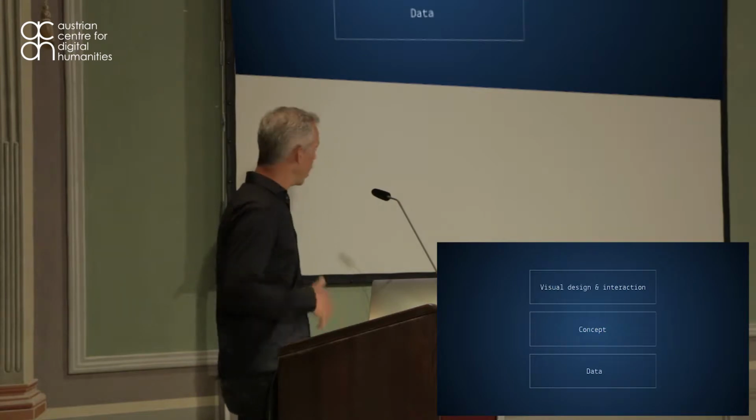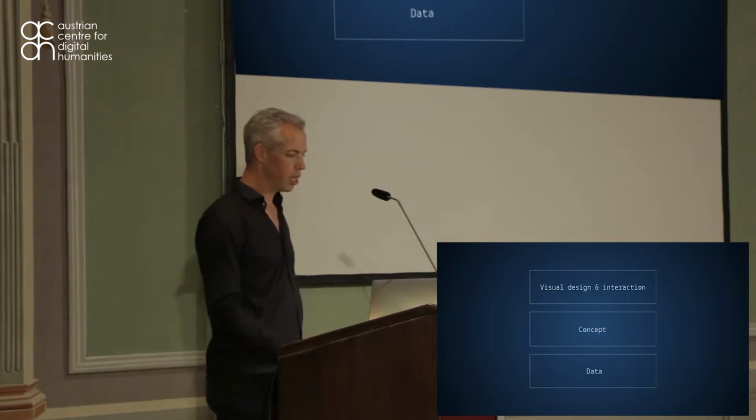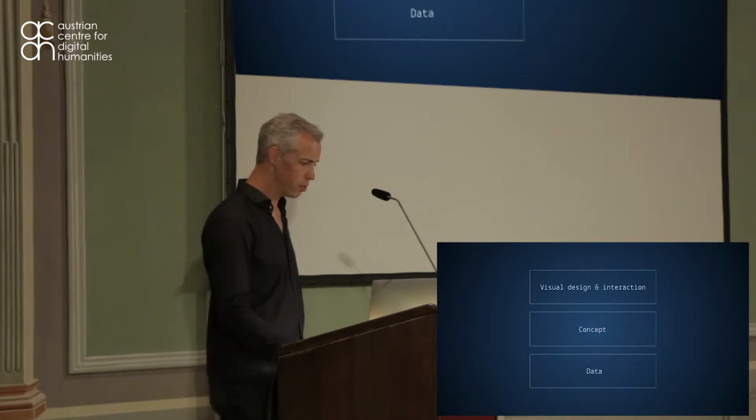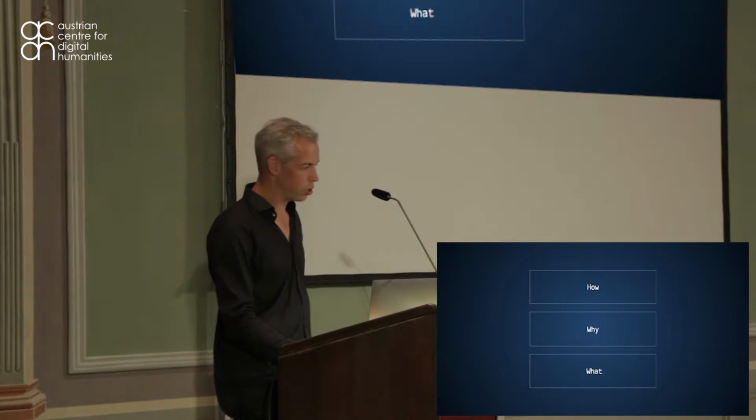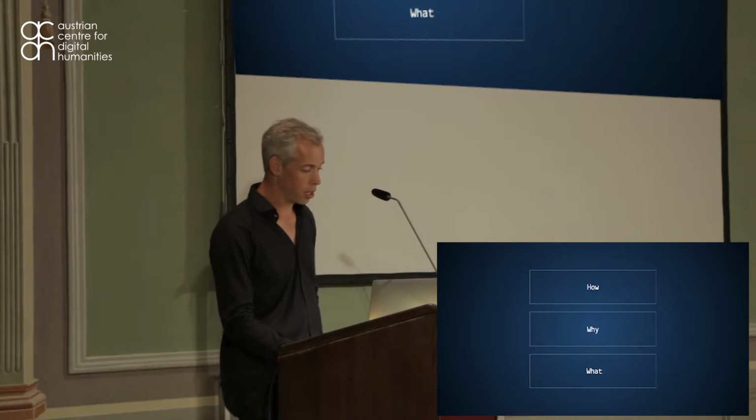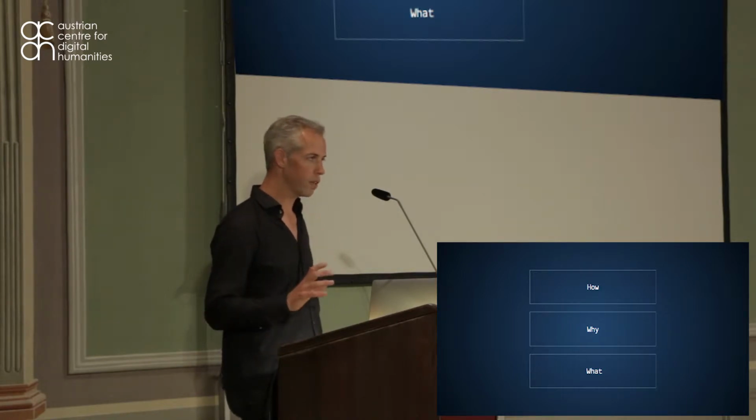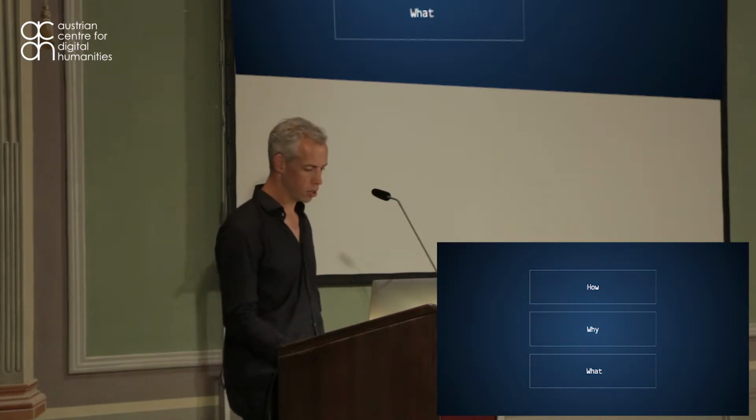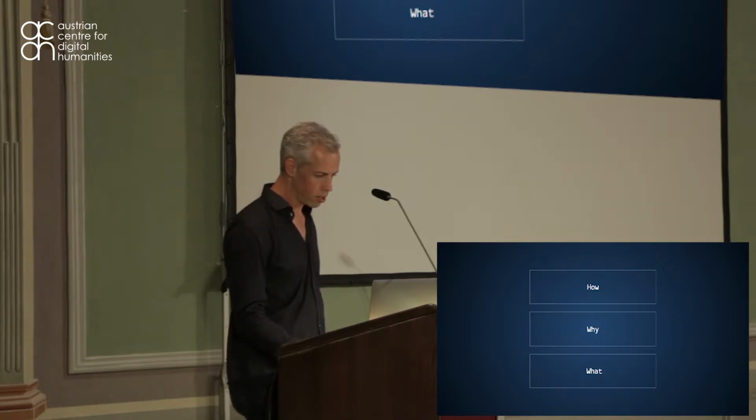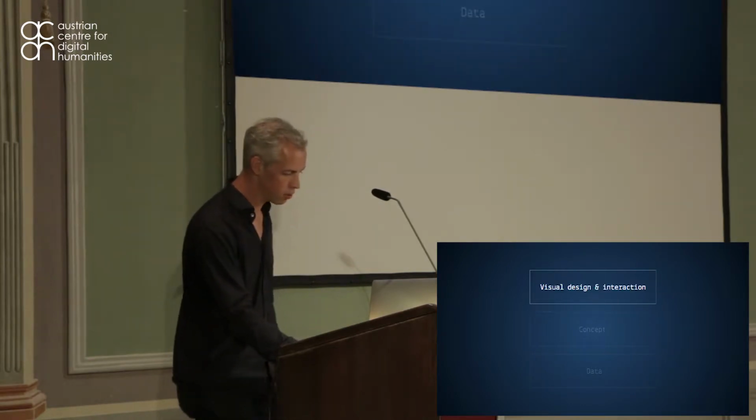If you think of a visualization, there are always 3 main components. That's the visual design and the interaction, the concept or the questions you can ask or what the user can get out of it, and the data itself. Another way to think about this is how, why, and what. And today I want to show you examples of each of those 3 components. Remember that all these 3 components are part of every project, but it depends on the project. If you spend more time on visual design, sometimes you need a lot of data processing, but they're all there. So let's start with visual design and interaction.